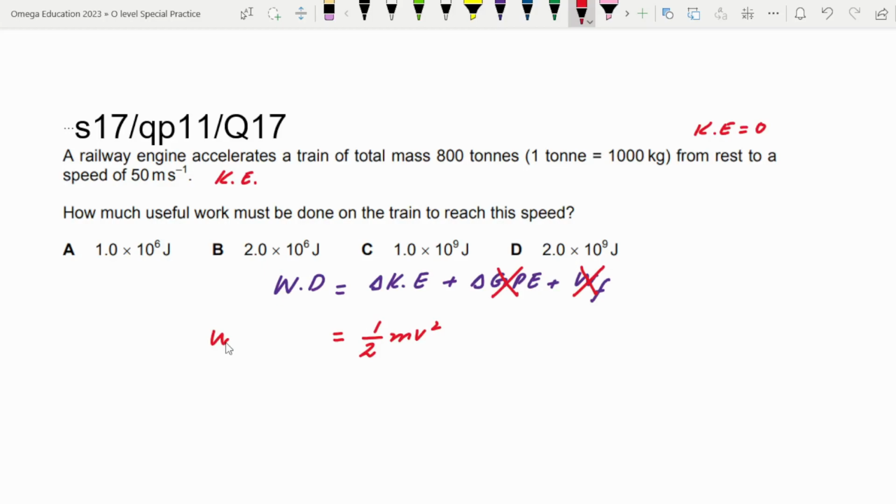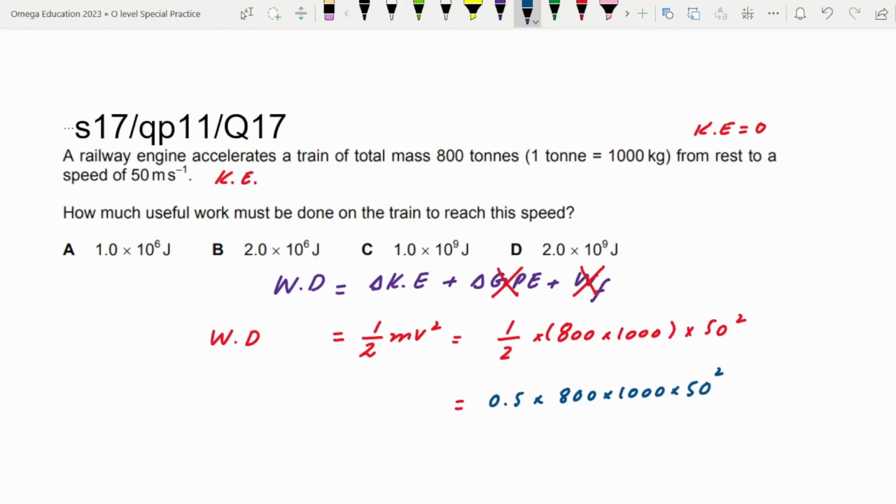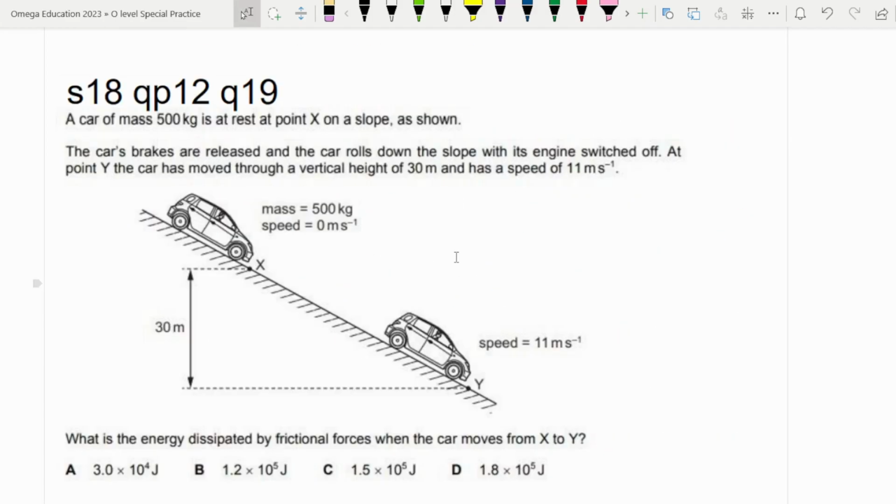So 1 over 2 as it is, mass is 800 times 1000, so that would be 800 tons, times v square, which is square of 50. Could you hit it on the calculator quickly? For 9, okay, so it should be C, right? Yes, sir. C is the right answer for this one.